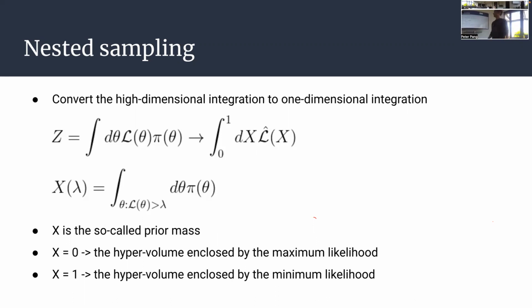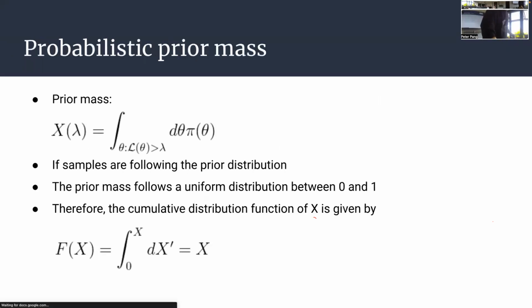But then you would say, it's just a stupid trick. How do you calculate this integral, how do you calculate the prior mass? It's just putting this integral into another place. It's not doing anything. So this, I would say, is a spark of genius here. Rather than actually calculating the prior mass, you treat it as a random variable, and you sample it.